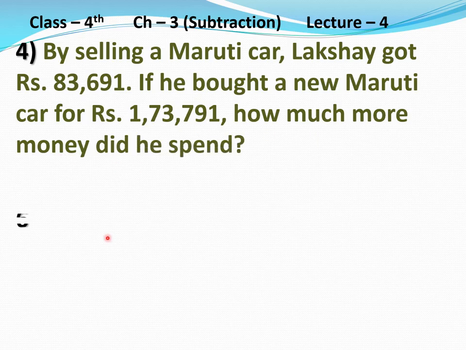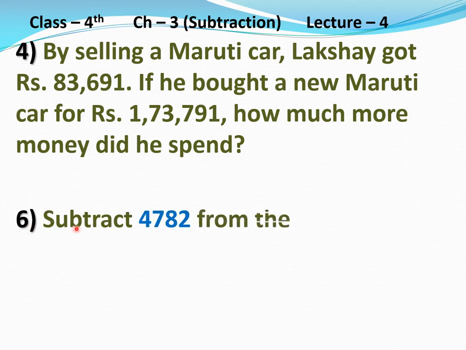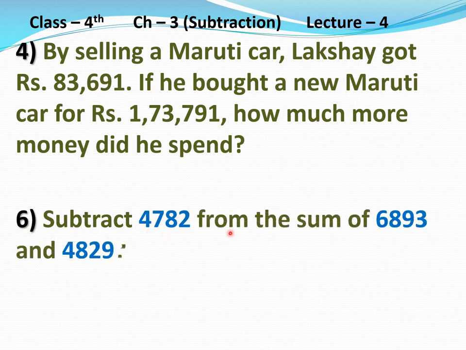Clear? Now, question 6. Subtract 4,782 from the sum of 6,893 and 4,829. Clear? These are the questions assigned as homework.